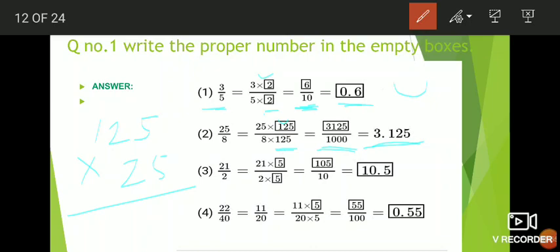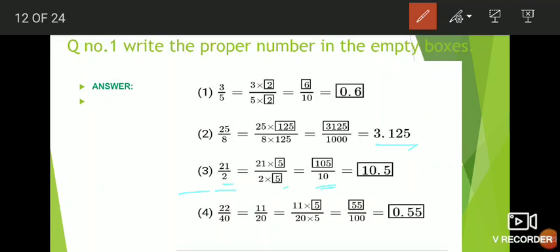Now here how many zeros are there in the denominator, students? Yes, 3 zeros are there. So we have to count 3 digits from the right-hand side to the left-hand side. That is 3.125. Now here again the third example is given, 21 upon 2. 21 upon 2 is given. In the 2 table, 10 is there, students, at the 5th place, like the first example. Okay, 2 5s are 10 and 21 5s are 105.